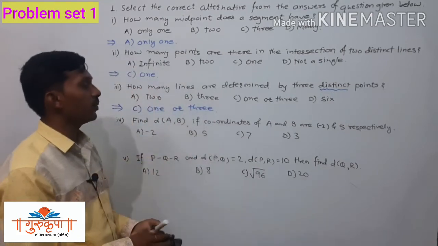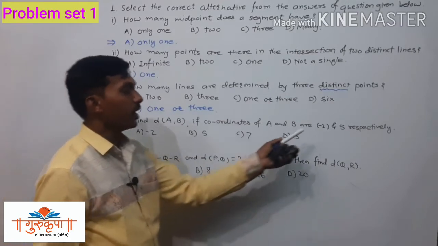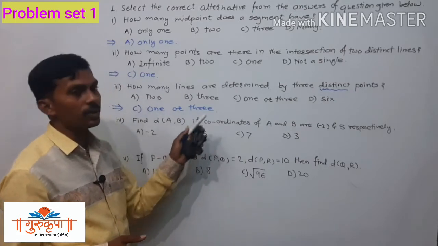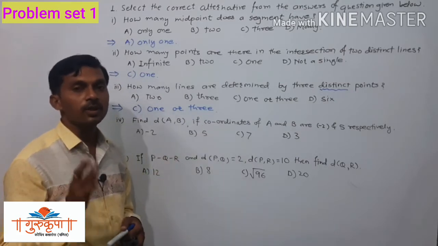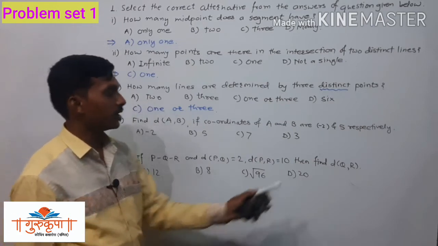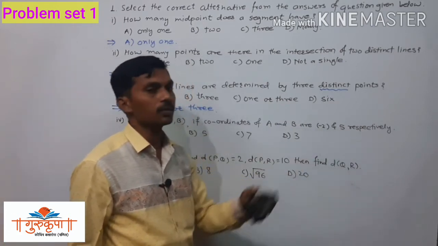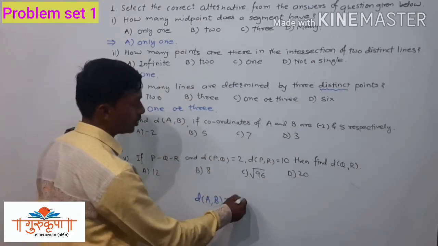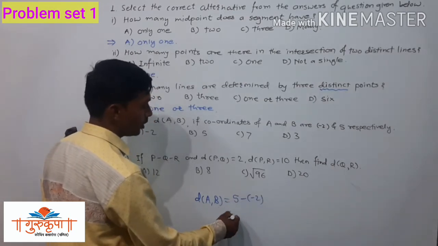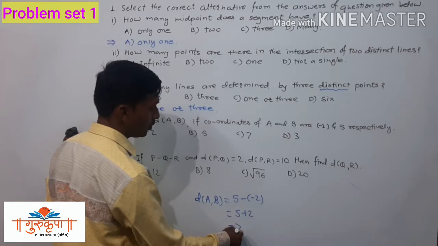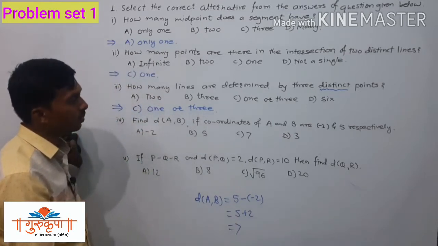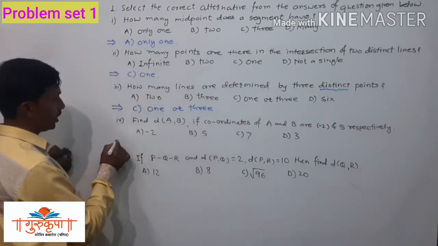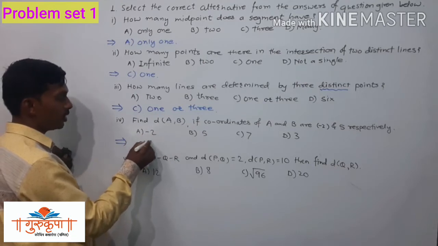Find distance AB if the coordinates of the points A and B are -2 and 5 respectively. As all of you know how to find the distance between 2 points if the coordinates are given: bigger coordinate minus smaller coordinate. Distance AB is equal to bigger coordinate 5 minus smaller coordinate -2, that is 5 plus 2, equal to 7. Distance AB is equal to 7 units, and the correct answer is option C. So here we write the answer of the fourth question, that is option C, 7.